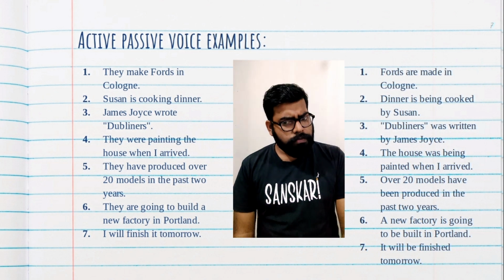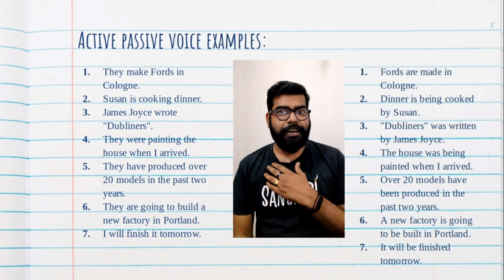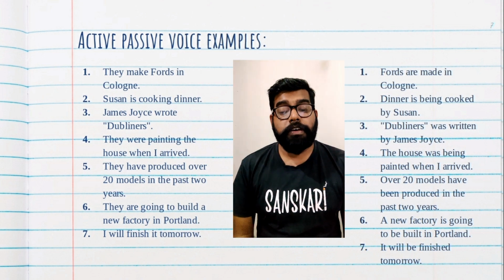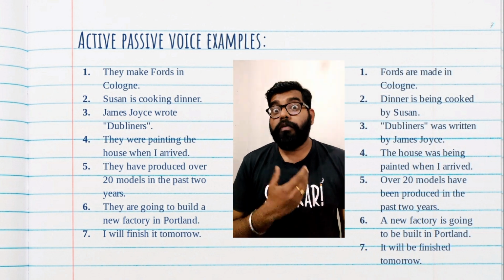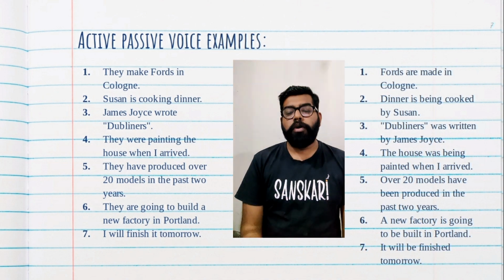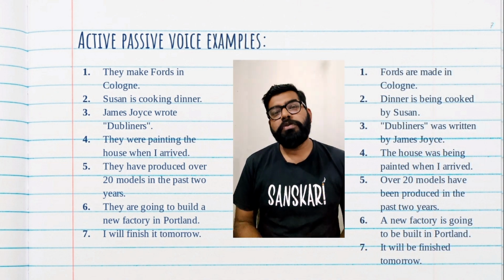I will finish tomorrow. Now, I will finish it tomorrow. Okay, so it is the object. I am the doer of the action. We'll switch it. It will be finished tomorrow. Now, what is the helping verb for the future tense? It is always be. So it will be finished tomorrow. You can add by me or you can ignore it, and the sentence is converted to passive voice.